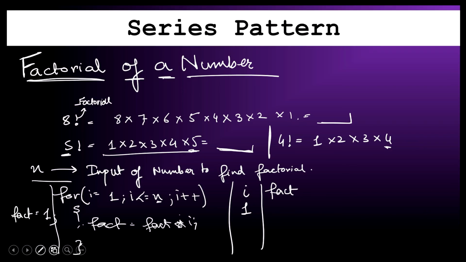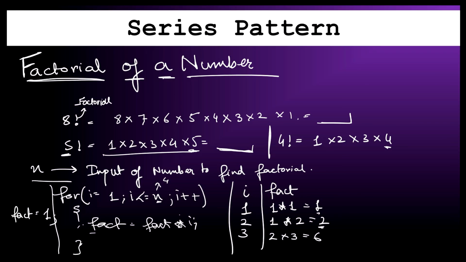So what will happen when I equal to 1? The fact becomes 1 into 1 equal to 1, right? Suppose my input is 4, n is 4. After calculating this, the loop will repeat. At that time I will be equal to 2, so fact, which was 1 previously, will be 1 into 2 equal to 2. After that I will increment, it will become 3. Then it will be 2 into 3 equal to 6. And when it will be 4, it will be 6 into 4, that will be 24.